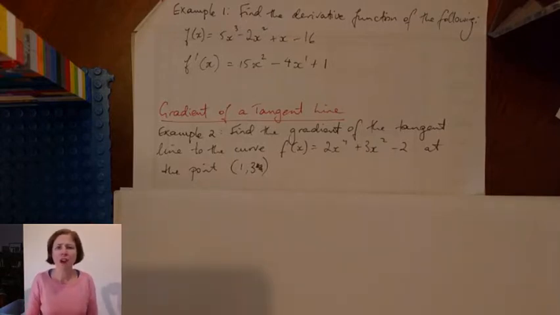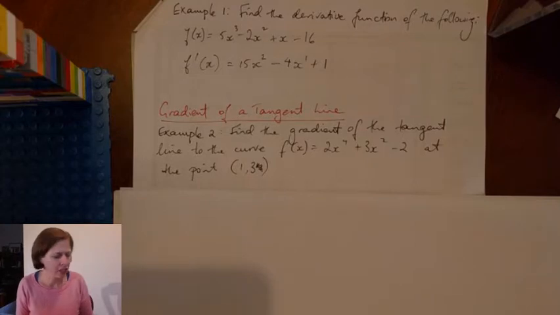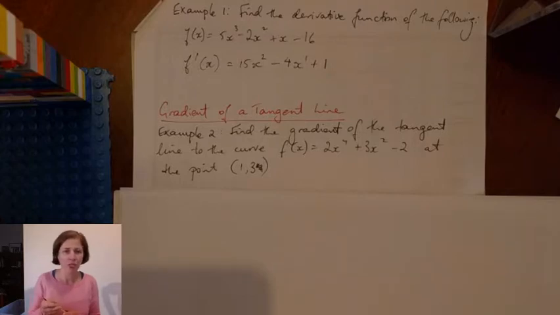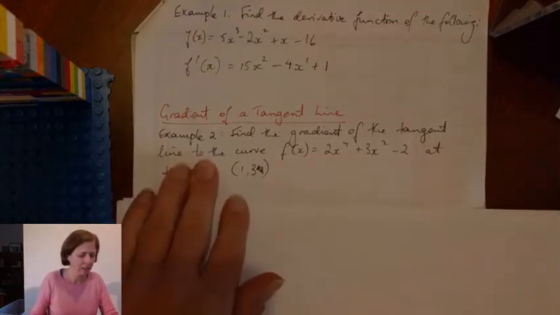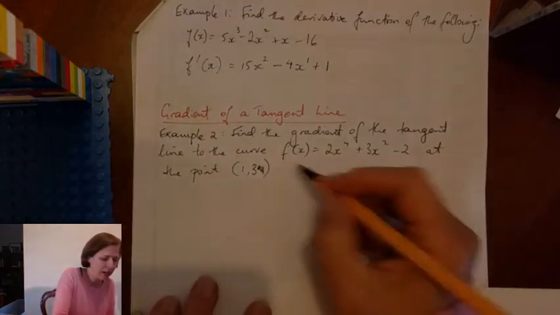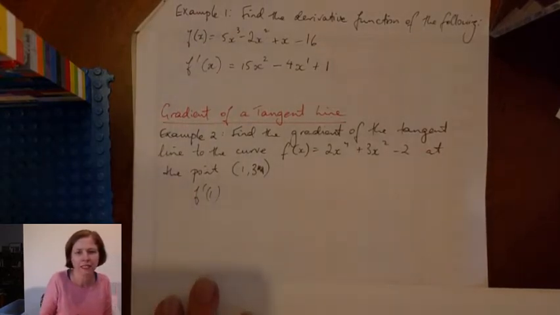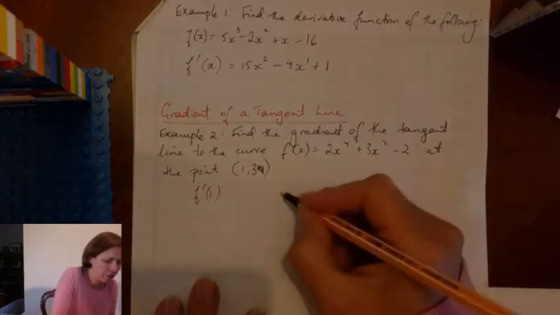All right, so I need to find the gradient of the tangent line to the curve. In other words, I need to find the derivative in order to find the gradient. The derivative function tells me the gradient of the function at that point. So what I need to find then is f dash of 1, basically. First I need to find f dash of x.